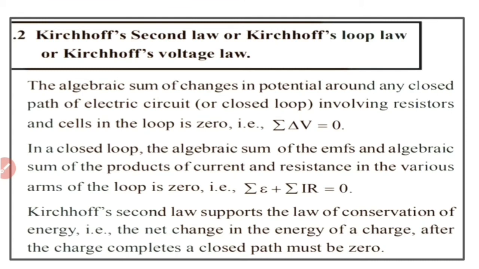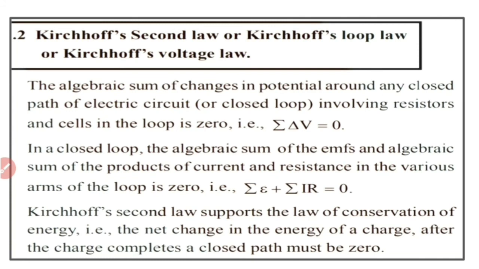Now coming to the second law. It is also called Kirchhoff's loop law or Kirchhoff's voltage law. According to this law, the algebraic sum of changes in potential around any closed path of a circuit involving resistors and cells in the loop is 0. That means we have a closed circuit with a closed loop, involving resistors and cells.